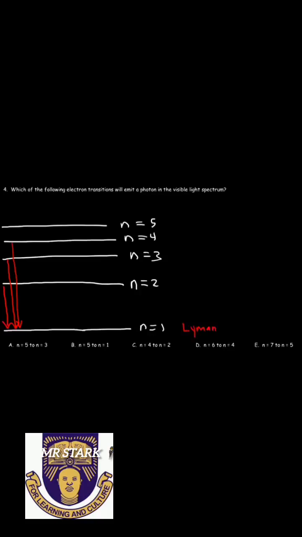Now, anytime it falls to the second energy level, it could go from 3 to 2, from 4 to 2, or 5 to 2, or 6 to 2. This is known as the Balmer series.